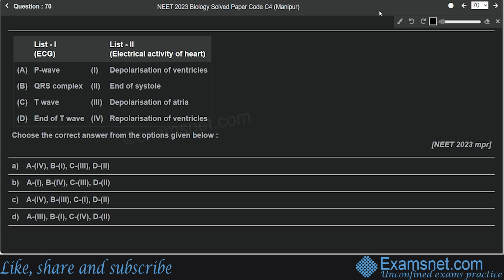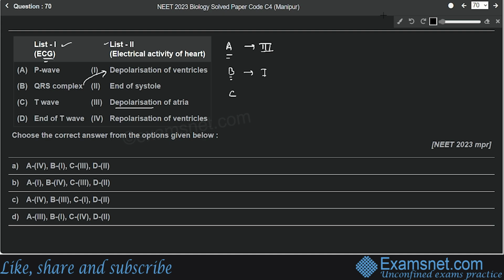Question number 70 is from the chapter Body Fluids and Circulation. Here also we have to match list 1 with list 2. In list 1 we have different parts of ECG. The first one is P wave. P wave represents depolarization of the atria. That means A should be matched with number 3. Then the next one is QRS complex. This complex represents depolarization of ventricles. That means this should be matched with number 1.